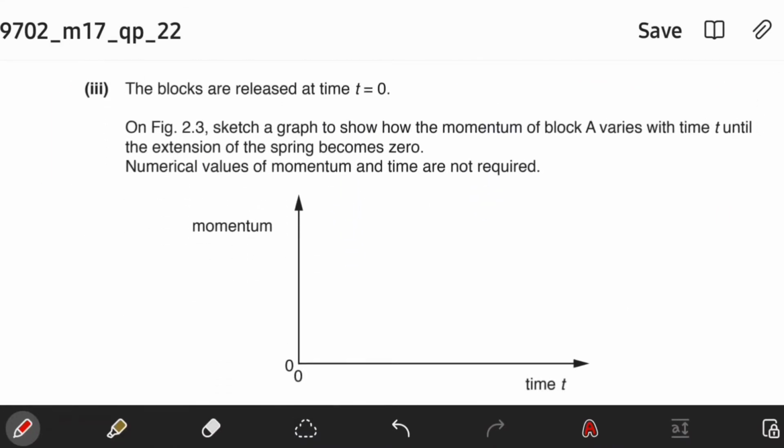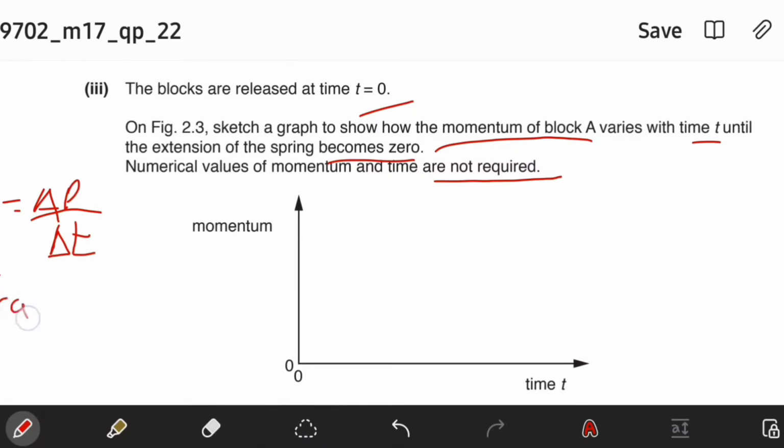The blocks are released at time 0. On figure 2.3, sketch a graph to show how the momentum of block A varies with time until the extension of the spring becomes 0. Numerical values of momentum and time are not required. Let's try to figure out what will be the gradient of a momentum time graph. So for this graph, we know this formula: force is equals to change in momentum over change in time. So from this we know that force is the gradient.